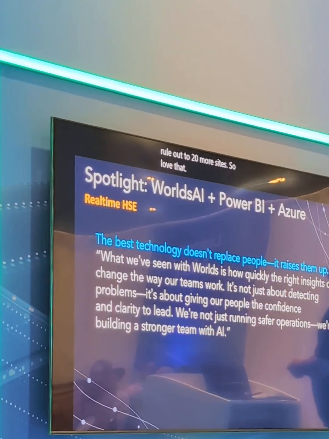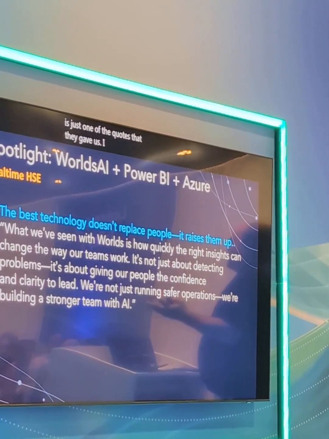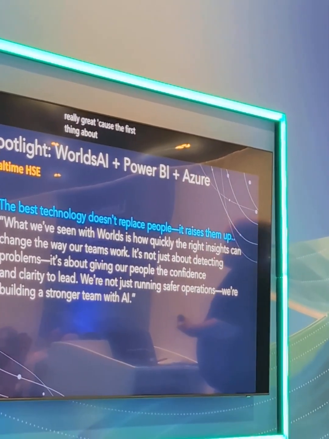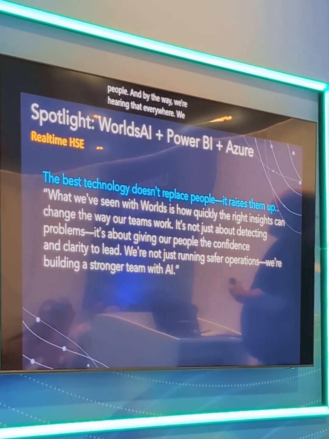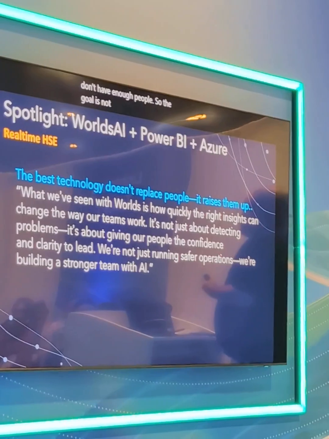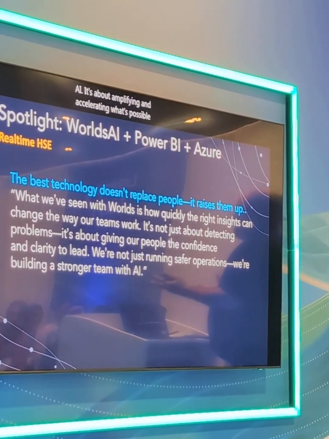Rolling it down, this is just one of the quotes that they gave us. I think it's really great because we always think about AI taking jobs. In this case, they don't have enough people. And by the way, we're hearing that everywhere. We don't have enough people. So the goal is not to kill jobs with AI. It's about amplifying and accelerating what's possible with people by augmenting what they do with AI. And that's what we do.